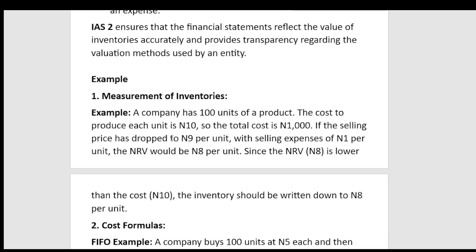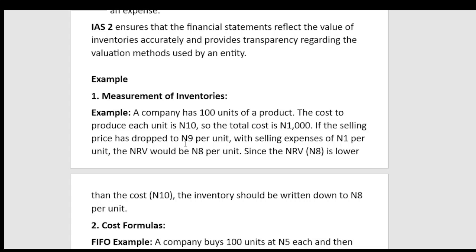Now, this is what I explained earlier. If you take a look at this inventory, the cost is 1,000 naira, and a unit is worth 10 naira. Now, the selling price of that unit has dropped to 9 naira, with selling expenses of another 1 naira, which has reduced the price per unit to 8 naira. Now, the inventory should be measured at 8 naira, at the lower of the cost.